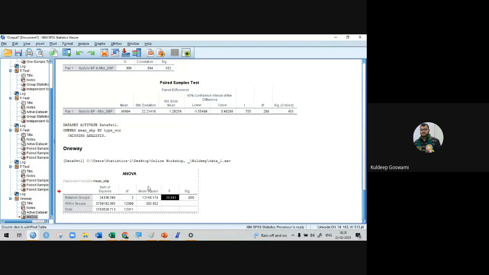After putting this table in your manuscript, just write about the F value, what you are getting, and the significance value, what it is. In this case, as the significance value is less than 0.05, then we can conclude that the mean systolic blood pressure for sedentary, active, and hard work respondents are not the same.